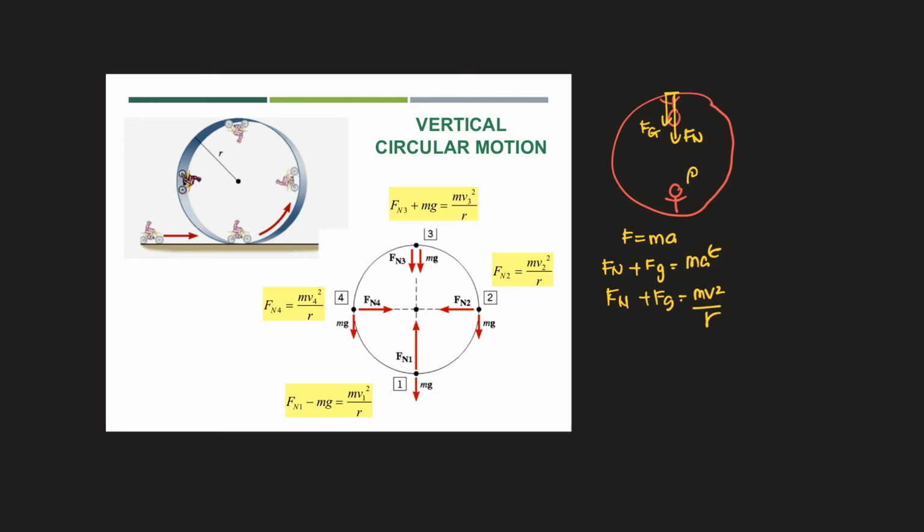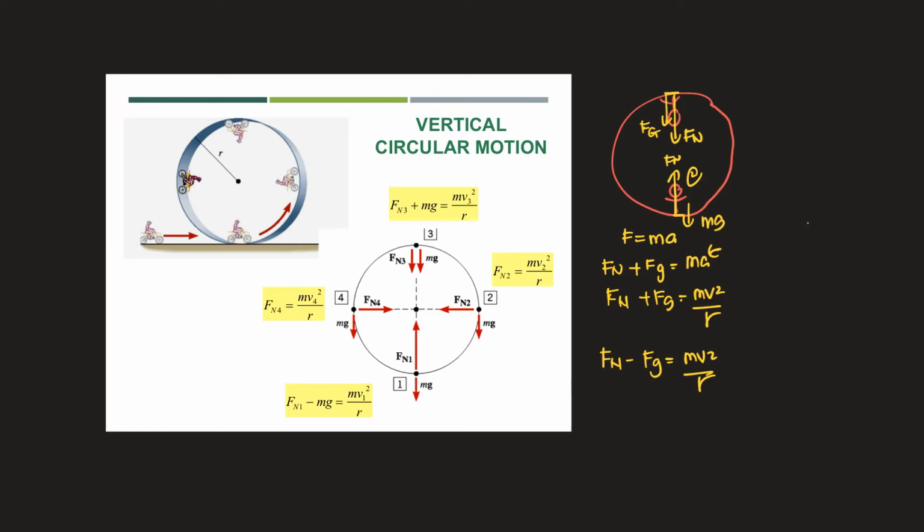Okay, for the second person, the surface is at the bottom, so the normal force is always perpendicular to the surface. It means that your normal force is going to be like that. Normal force is the contact force, so it means that the surface is acting on the person upward. What about mg? Mg is always downward, like that. So you get Fn minus Fg equals mv square over r, and that's how you get the formula.